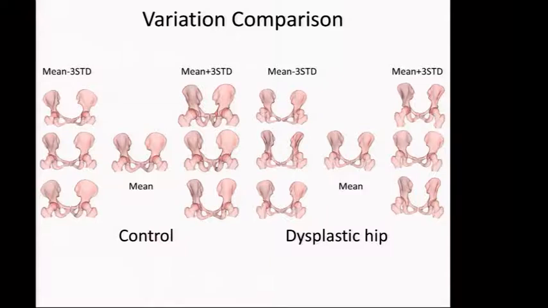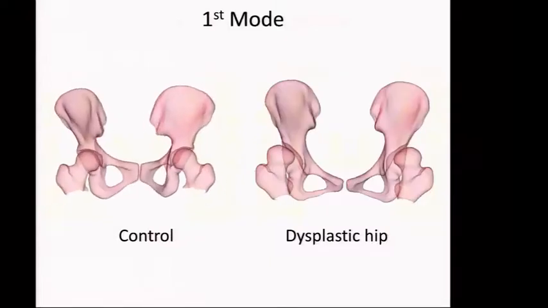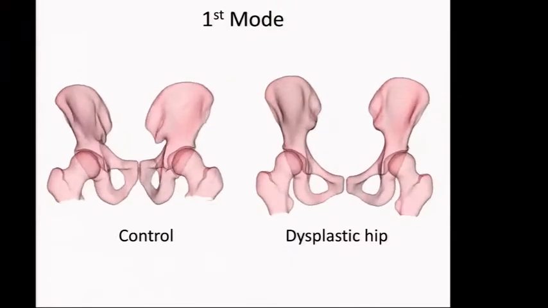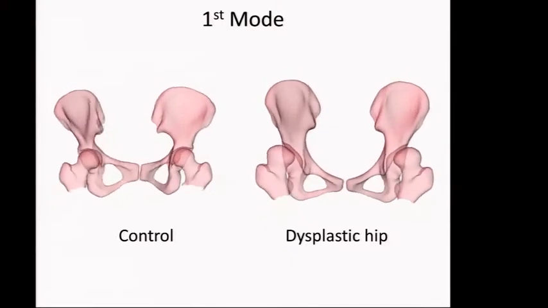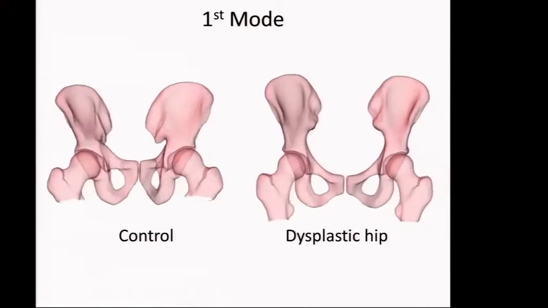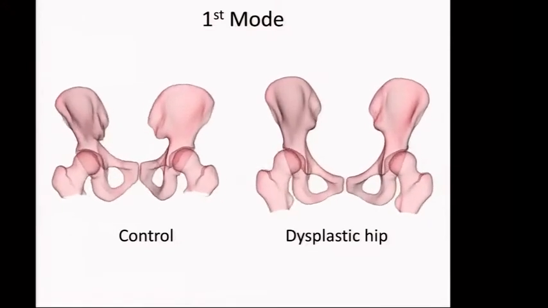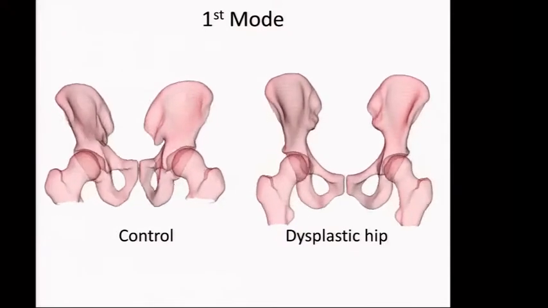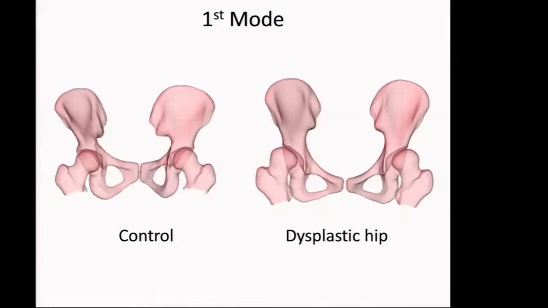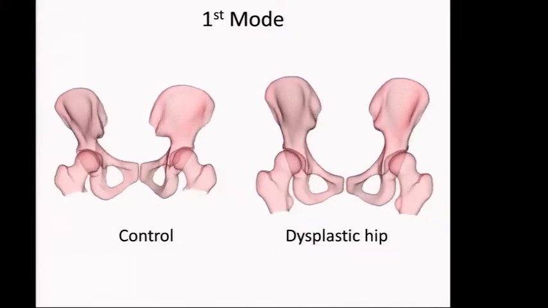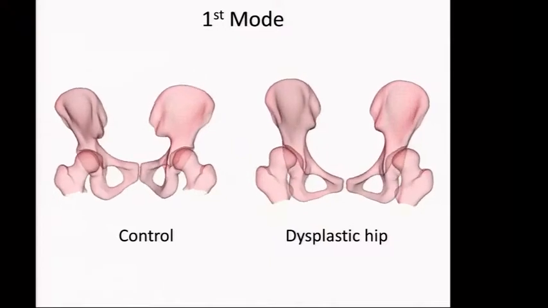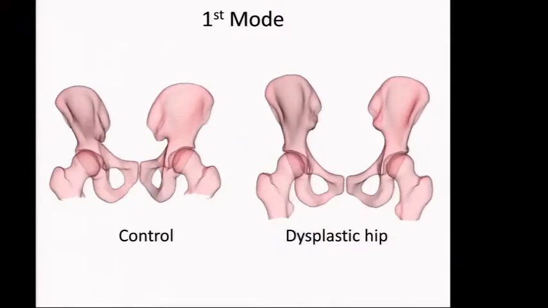If we go a little bit deeper, we can compare one by one. This is along the first mode. This is the control group. With transparency, you can easily identify how much of the femoral head is covered by the acetabulum. And here you can say in the dysplastic hip group, there is not only insufficient coverage, but also the head is a little bit slipping from one location to another.